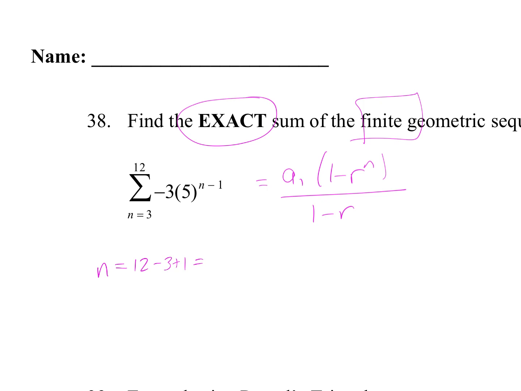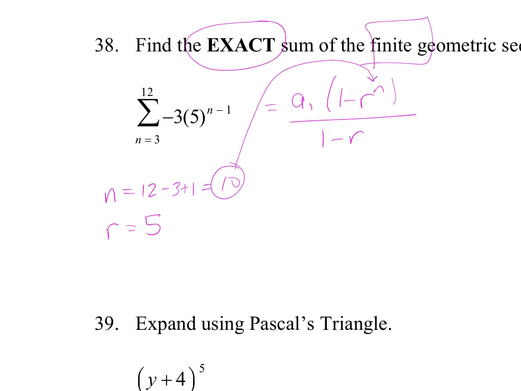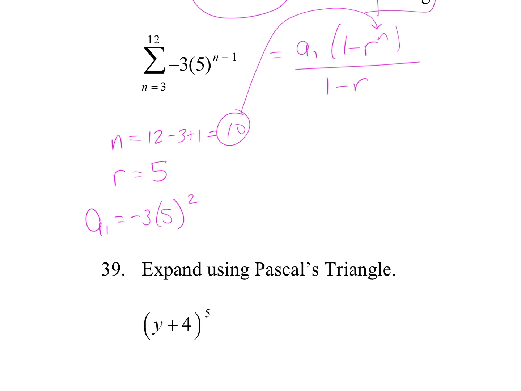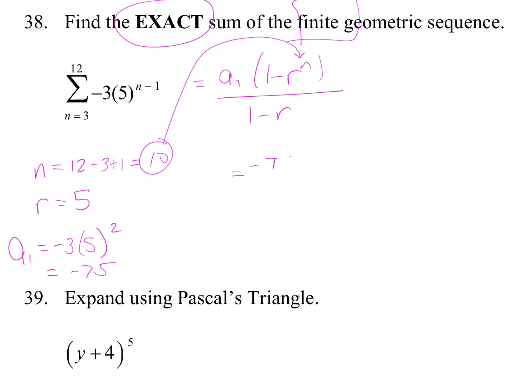What is my n value? 10, right? 12 minus 3 is 9 plus 1. All right, so 10 is going to go there. What is my r value? 5. Perfect. And then how do I figure out what the first term is? Plug in 3. So I have 5, 3 minus 1 is 2, so 5 squared. So 25 times negative 3, so my first term is negative 75. Okay, so let's fill in all the stuff we know. Negative 75 is our first term. I have 1 minus, my r value is 5 to the 10th power over 1 minus 5.